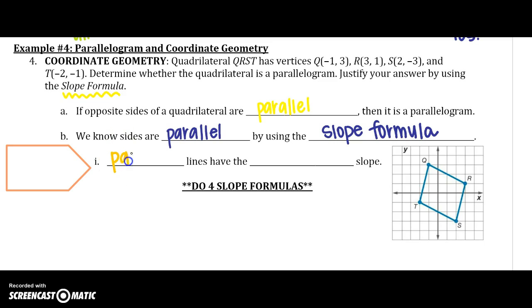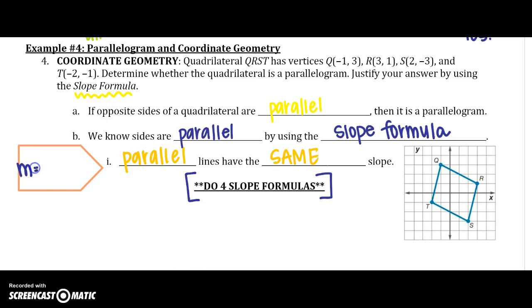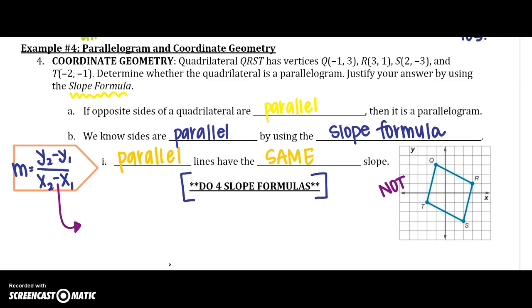Remember, parallel lines have the same slope. Because of time, instead of doing 4 slope formulas, and I'll give you your slope formula, m equals y2 minus y1 over x2 minus x1. So if you were not given a graph, you would have to do 4 slope formulas. But for the sake of time, we're just going to count.